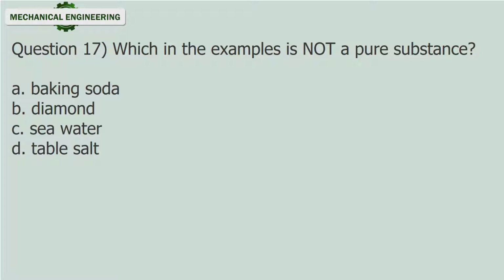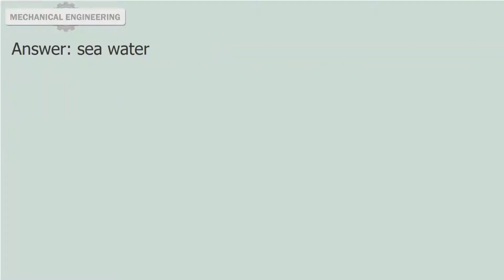Question 17. Which in the examples is not a pure substance? A. Baking soda. B. Diamond. C. Seawater. D. Table salt. Answer: seawater.